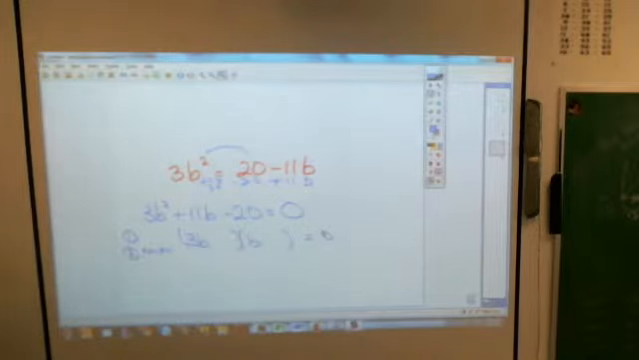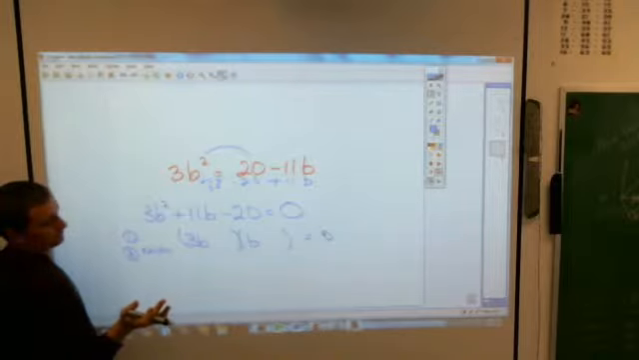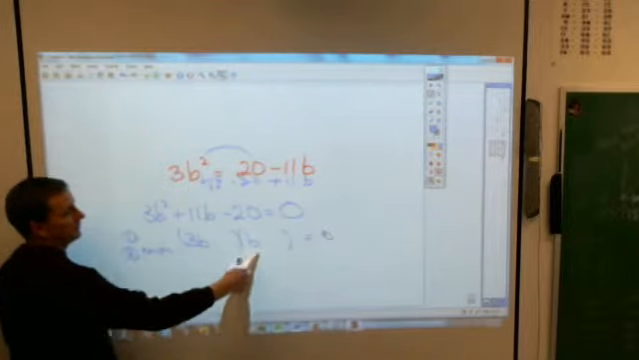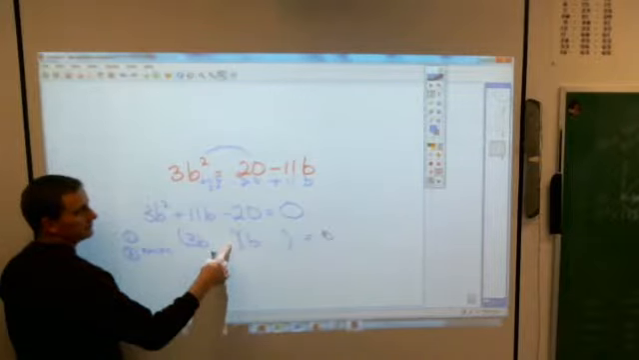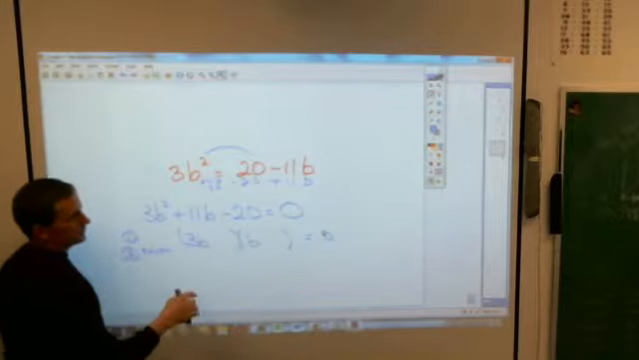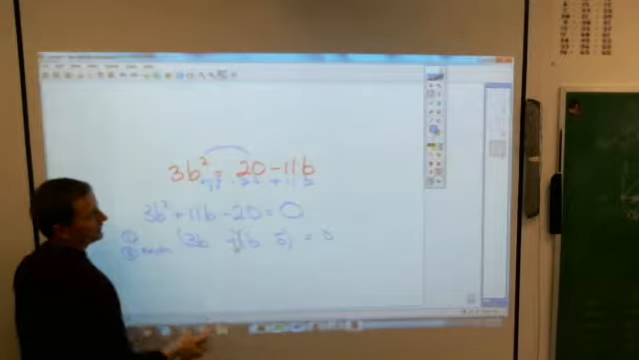Any suggestions what I can put in there to give me a positive 11 and a minus 20? 10 here and a 2 there? No. How about 4 and 5? 5 there, 15? Oh yeah, that'll work. If I put a 5 here and a 4 there, what do I get?